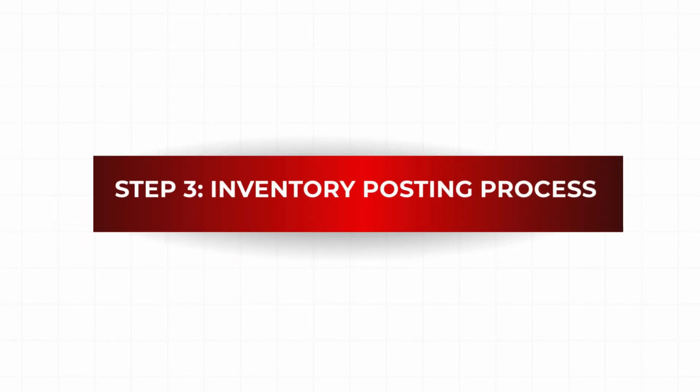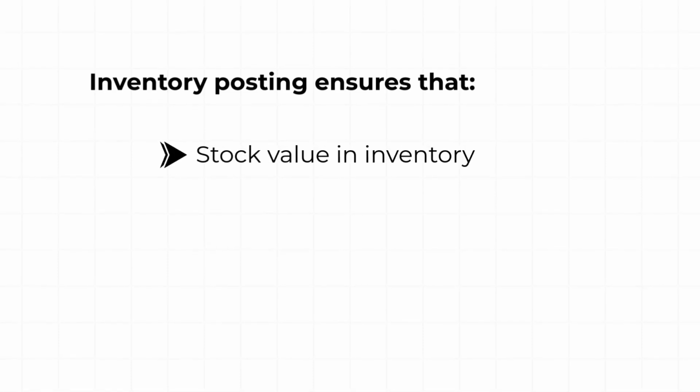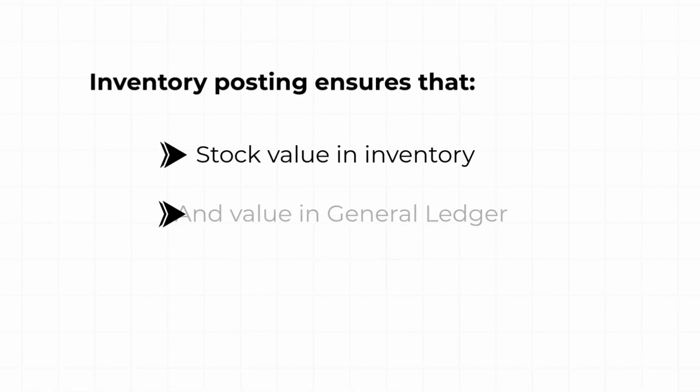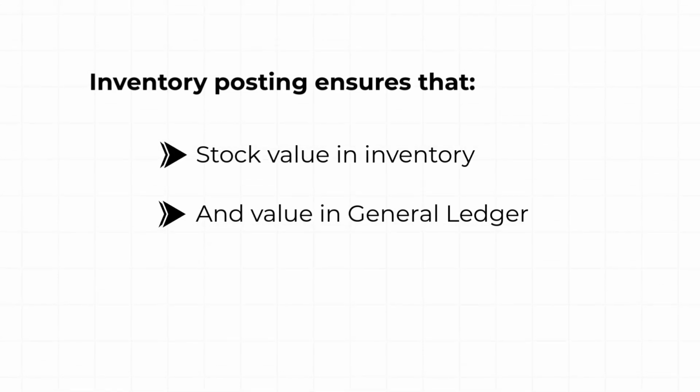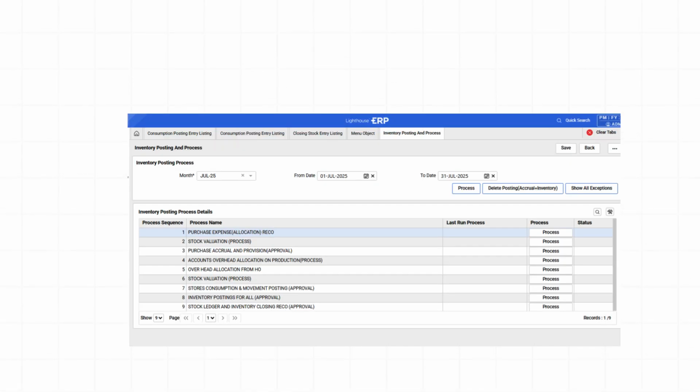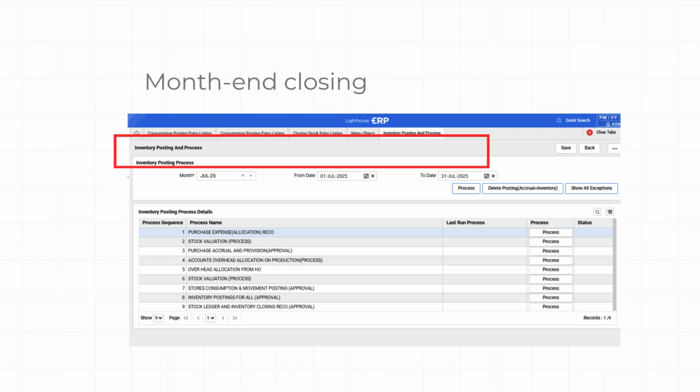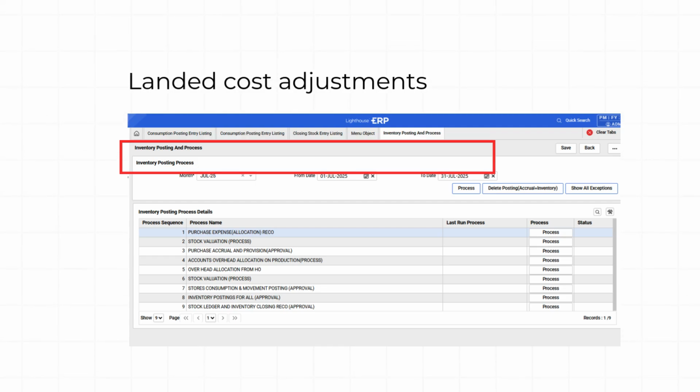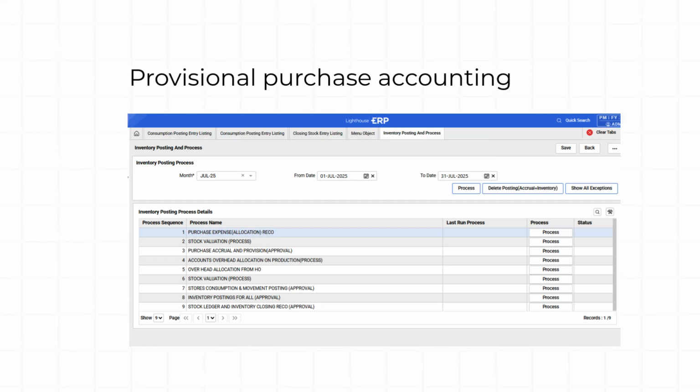Step 3. Inventory posting process. Inventory posting ensures that stock value in inventory and value in the general ledger remain consistent. This process also helps in month-end closing, landed cost adjustments, and provisional purchase accounting.